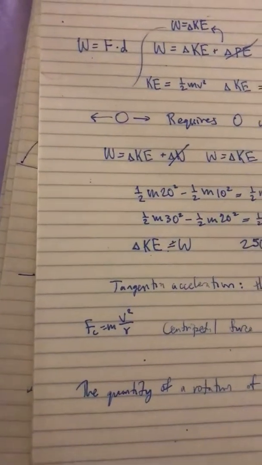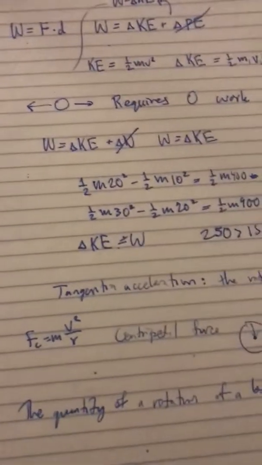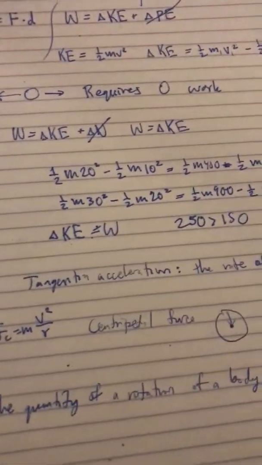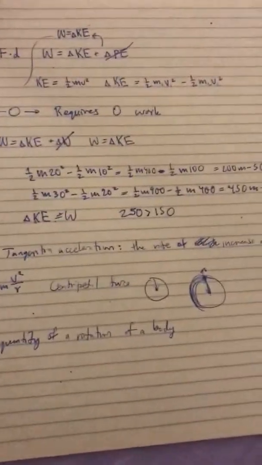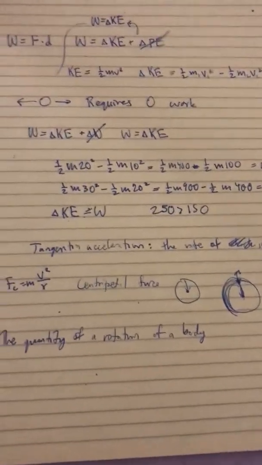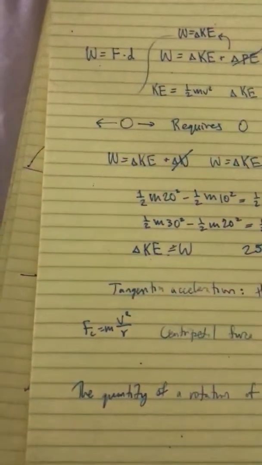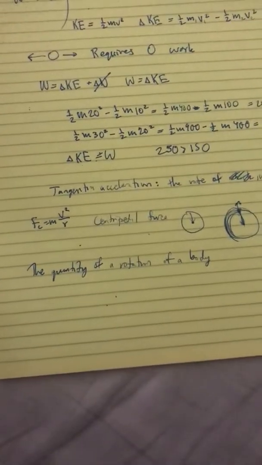So for this video, we're going to be talking about angular momentum, the equation for it, and then go over example problem number 32. So we'll get right into it. Angular momentum is defined as the quantity of a rotation of a body.